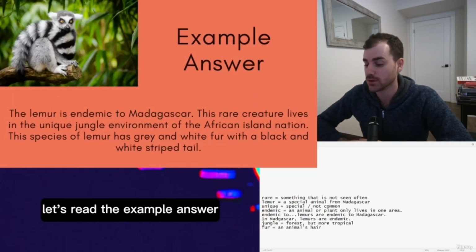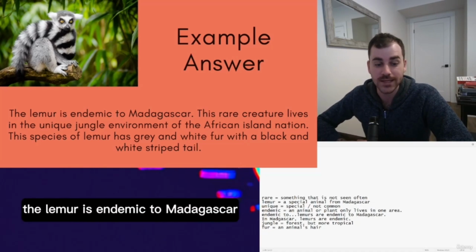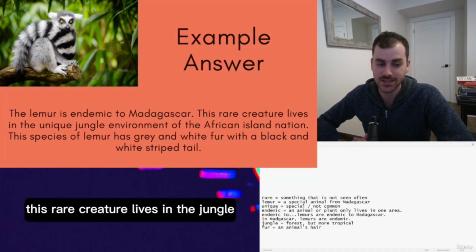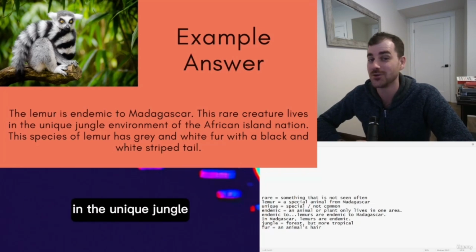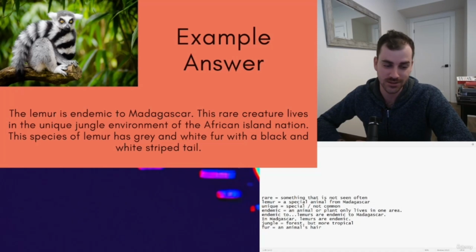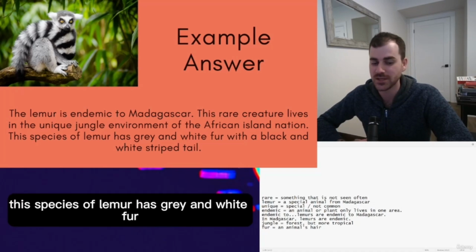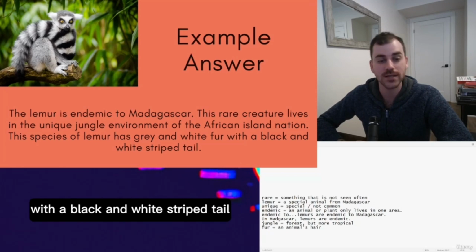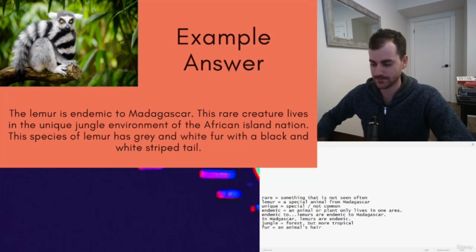Let's read the example answer. The lemur is endemic to Madagascar. This rare creature lives in the jungle, in the unique jungle environment of the African island nation. This species of lemur has gray and white fur with a black and white striped tail.